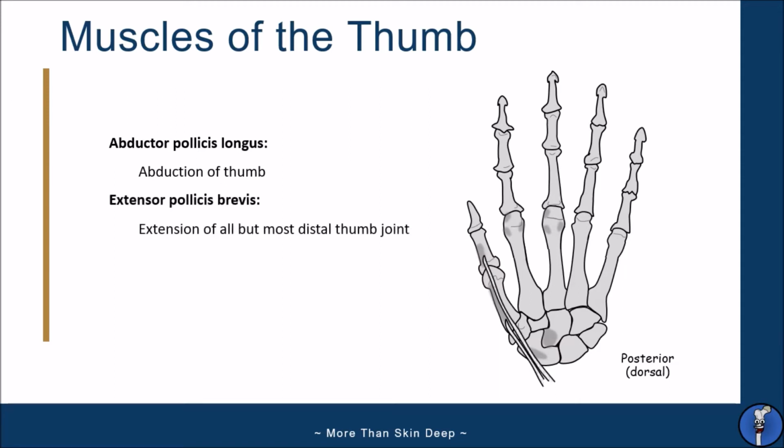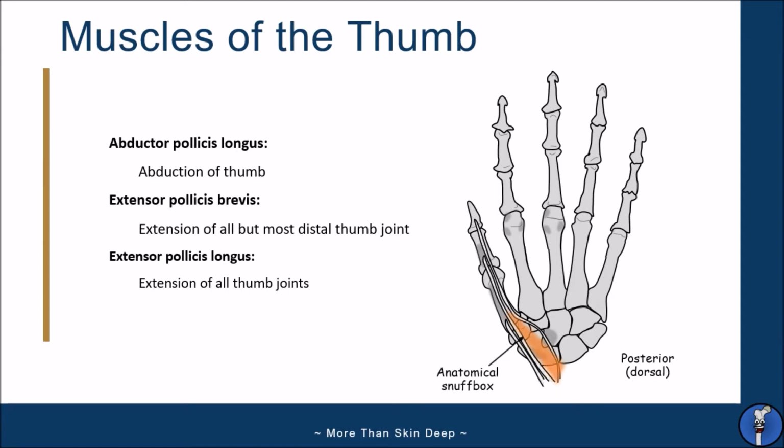Next we have extensor pollicis brevis, which also originates from the forearm. It travels in a common tendon sheath with abductor pollicis longus and inserts into the proximal phalanx to extend the carpometacarpal and metacarpophalangeal joints of the thumb. Finally, we have extensor pollicis longus. This originates in the forearm and inserts via a long tendon into the distal phalanx to extend all of the thumb joints.